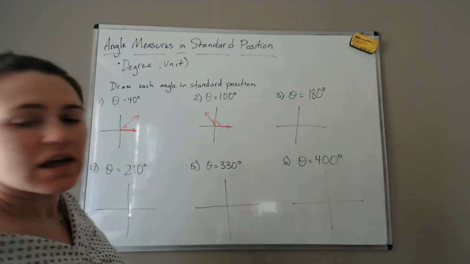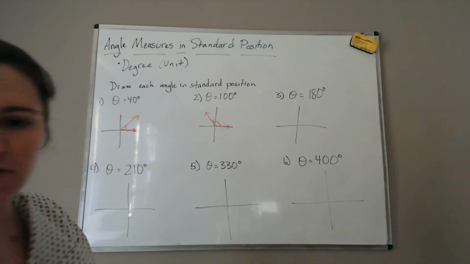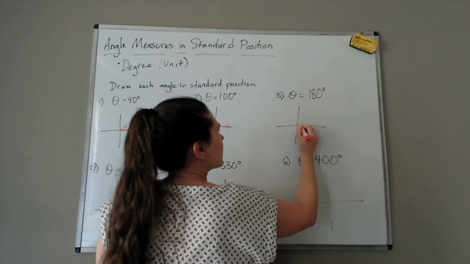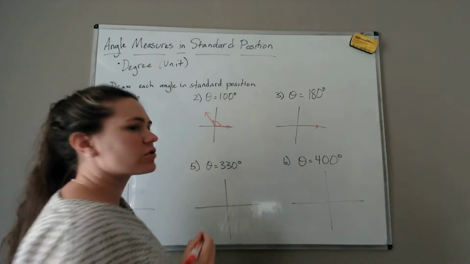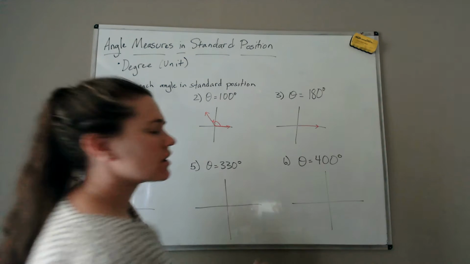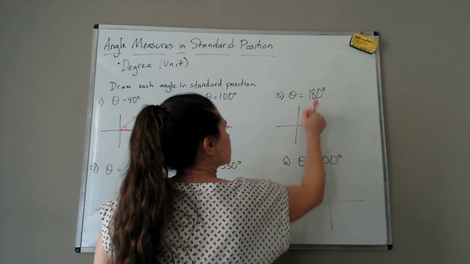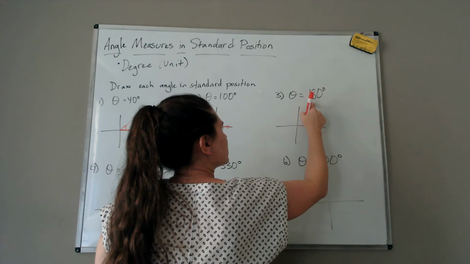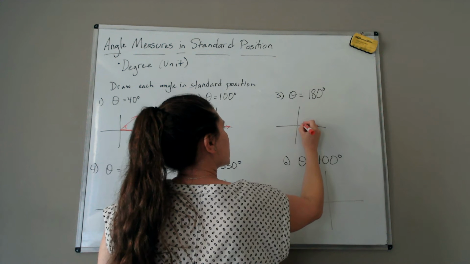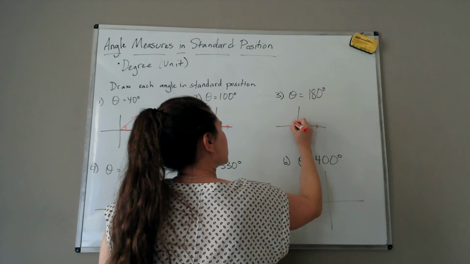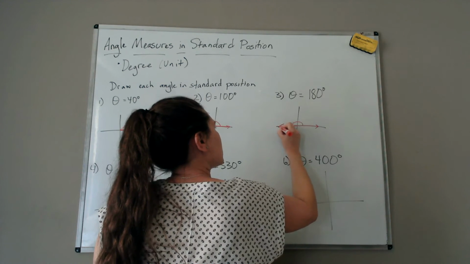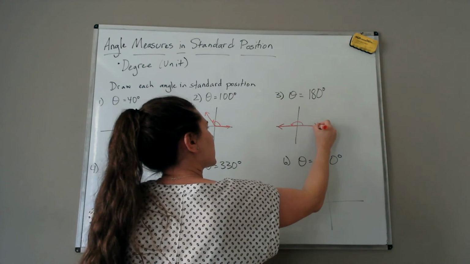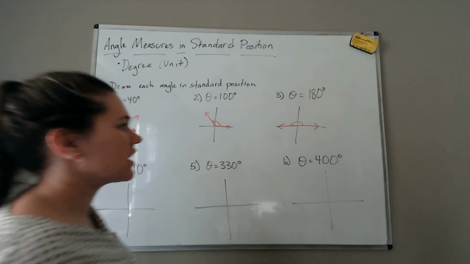Number 3, theta is 180 degrees. So if I start, remember standard position means you always put your initial side on the positive x-axis. And now always, notice this measure is a positive angle measure, so you always rotate counterclockwise. 180 degrees means I'm going to just end up, this is in geometry what we call a straight angle, right? 180 degrees.